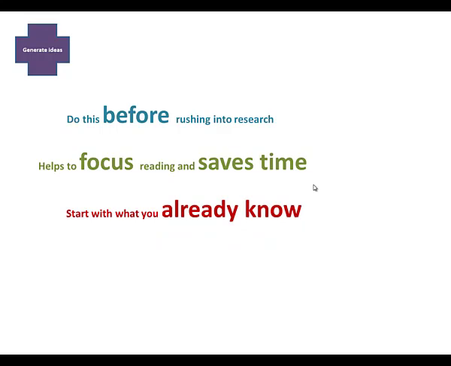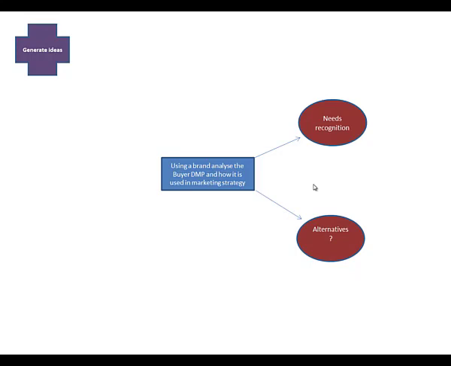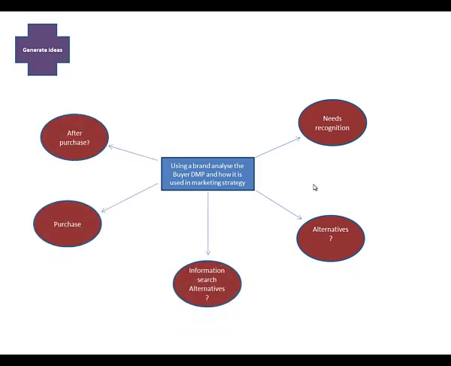Start with what you already know and build up from there. Remember, this topic shouldn't be completely new to you, and you should already have some knowledge of the subject. Think about what you know from lectures and general knowledge. In this case, Alice knows the buyer decision-making process starts with needs recognition. There's a stage about alternatives that she's not quite sure what it's called, and 3 other stages which she marks on her plan.